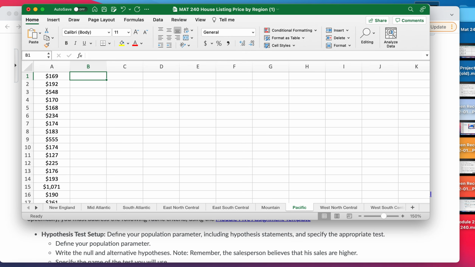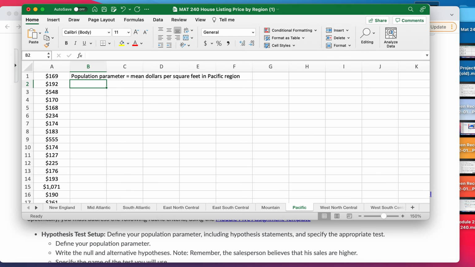Now, our Pacific values, we have 1,000 homes. That's not all the homes in the Pacific region. That is a sample. So what is the population parameter? It is the mean dollars per square feet in the Pacific region. We don't know what that is. Why don't we know what that is? We only have 1,000 homes in the Pacific region.